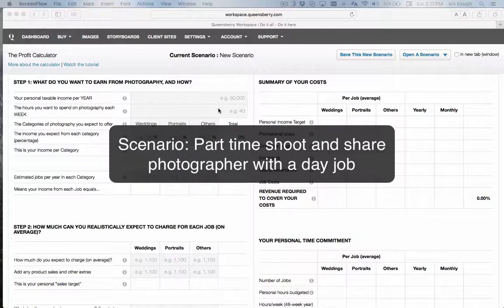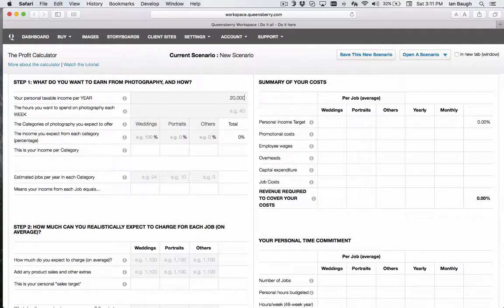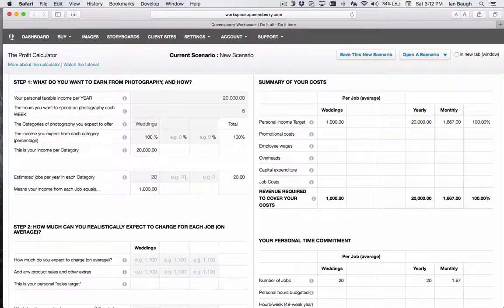So I'm going to do a very simple scenario for a part-time photographer, somebody with a job. And let's assume that this person wants to earn $20,000 a year and wants to spend a day a week, 8 hours, working on it. And they're only going to do weddings, no other work. So I can delete those categories, which implies that 100% of that $20,000 is going to come from weddings. And I believe that I can do that doing 20 weddings a year, $1,000 each.